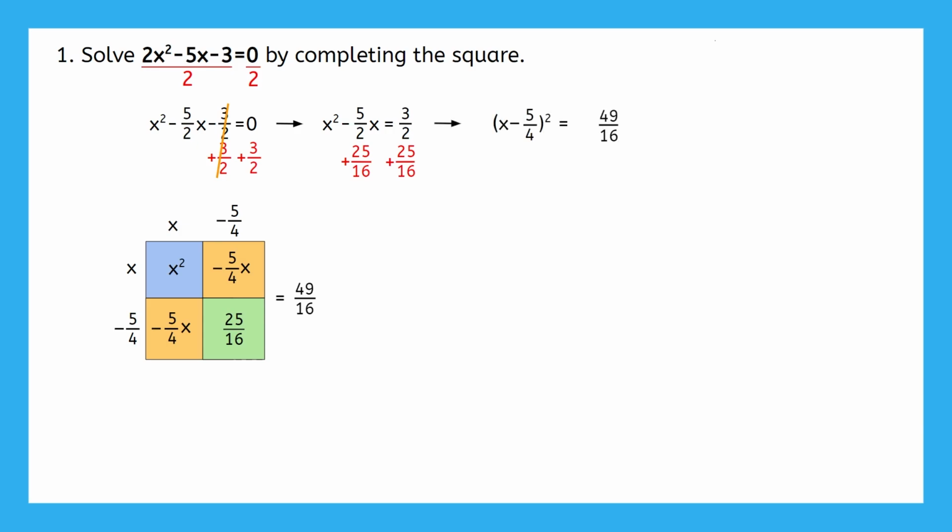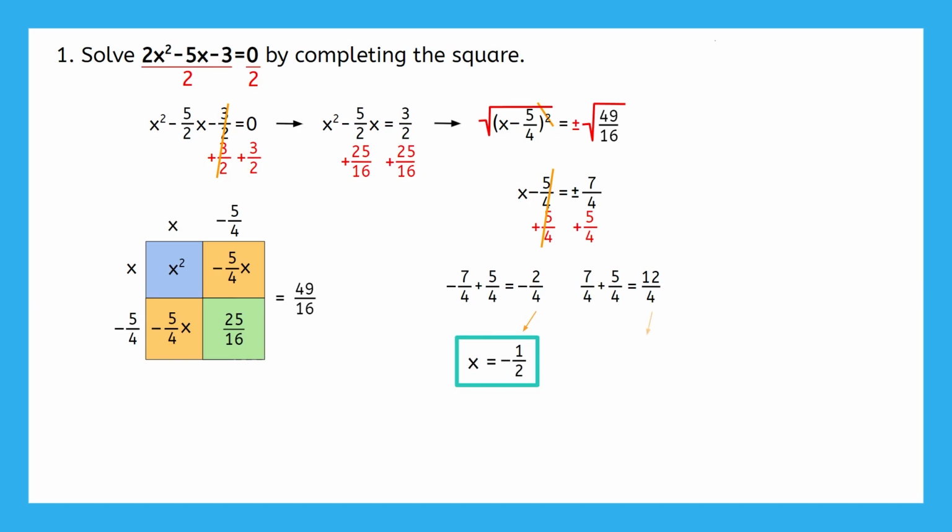Our square becomes x minus 5 fourths squared equals 49 over 16. Then we take the square root of both sides and get plus minus 7 over 4. We add 5 fourths on both sides, and our solutions are negative 7 fourths plus 5 fourths, which is negative 2 fourths, and 7 fourths plus 5 fourths, which is 12 fourths. Simplifying both of those fractions gives us x equals negative 1 half and x equals 3. We did it! On to the last equation.